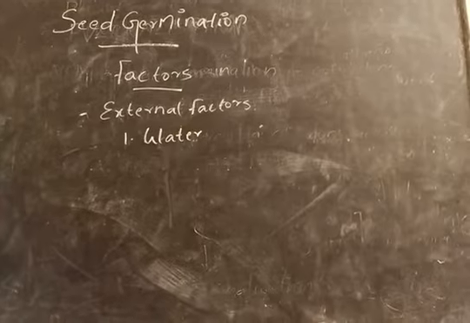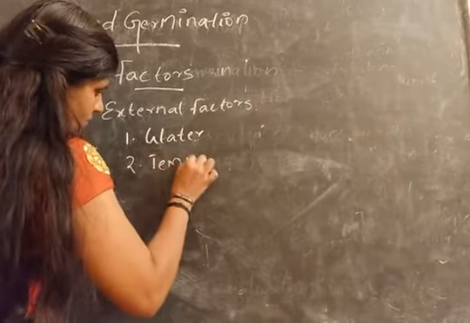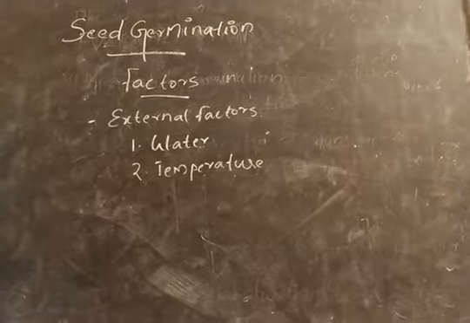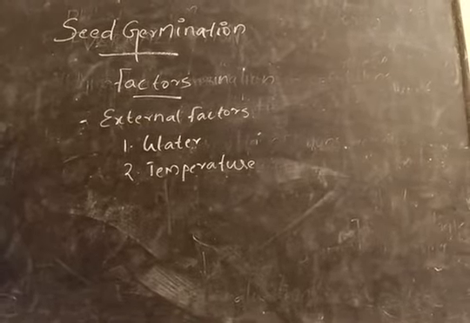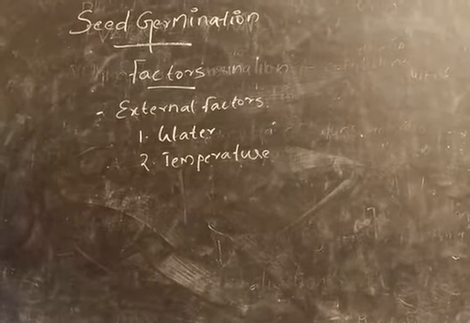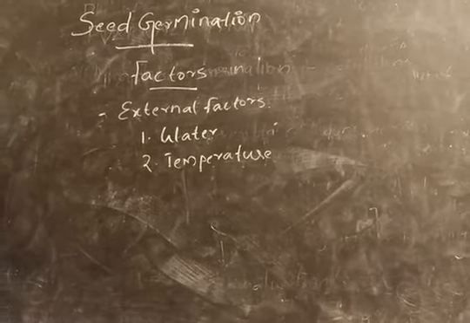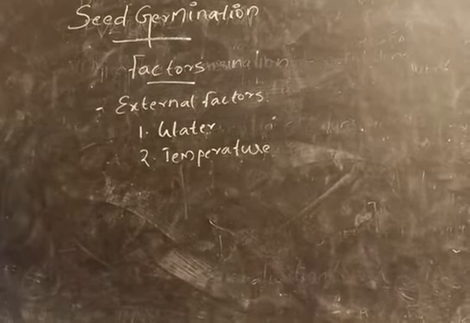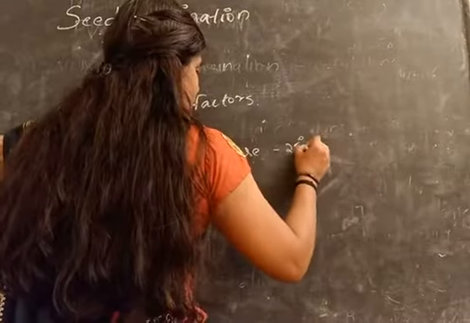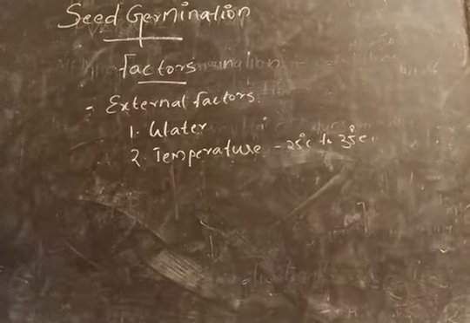The second external factor is temperature. The seeds fail to germinate at very low temperature and at very high temperature. So an optimum temperature is required for the germination of seeds. Optimum temperature in the sense 25 degrees Celsius to 35 degrees Celsius, which is required for the germination of seeds.